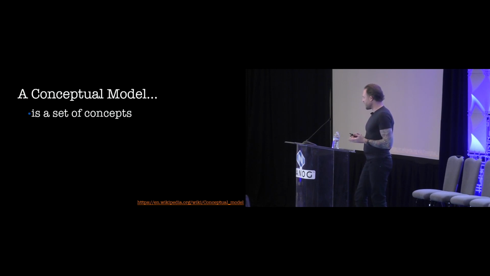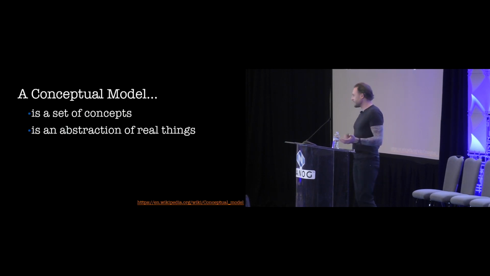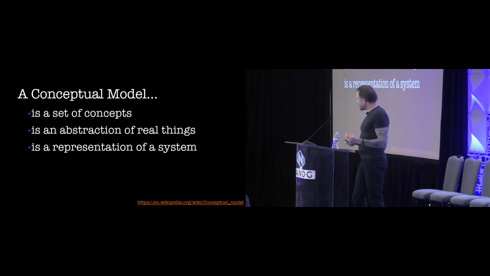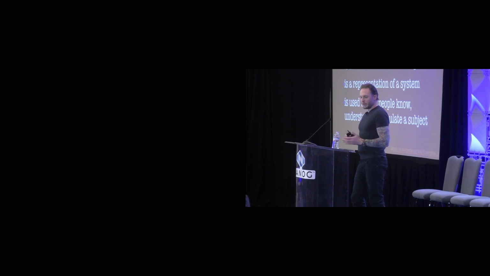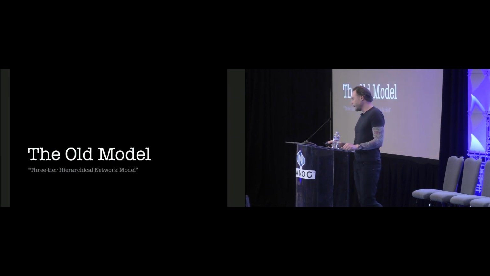Wikipedia says that a conceptual model is a set of concepts, not a very handy definition. An abstraction of real things. I think that's a little bit more interesting. We're starting to get to what we want to talk about. A representation of a system. That's getting a little warmer. Really what we want to talk about is something that we are using to help people know, understand, or simulate a subject. So just a way of thinking about something is really what a model is, in this context anyway.